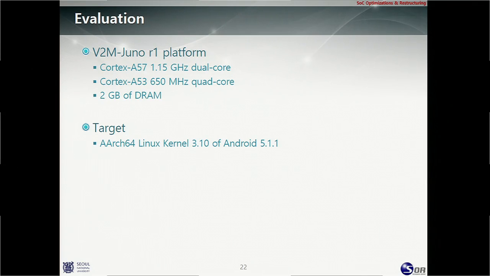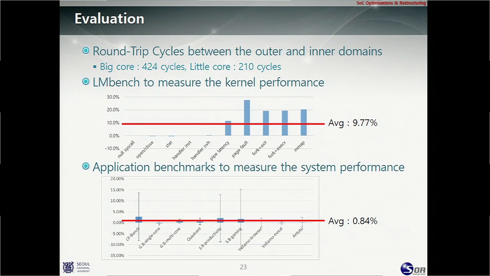To evaluate the performance of Hilps, we ported Hilps to the Android Linux kernel on the Juno platform. We first measured the performance of the domain switching mechanism, which will have the greatest impact on the system when applying Hilps on system software. As a result, the round trip between two domains consumes about 400 and 200 cycles in big and little cores, respectively.